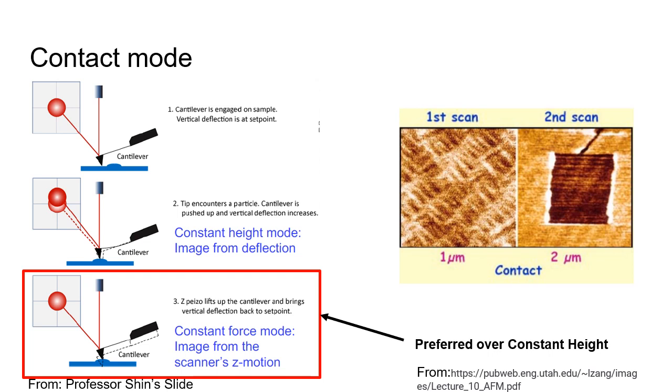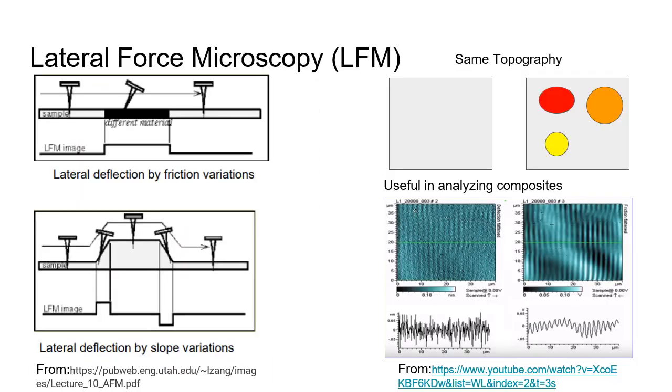However, constant height mode does have merit in that it can scan faster than constant force mode, since constant force mode speed is limited by the response time of the feedback circuit. So constant height mode is occasionally used on atomically flat surfaces. Even if the sample is topographically flat, there may be different domains of different surface properties.